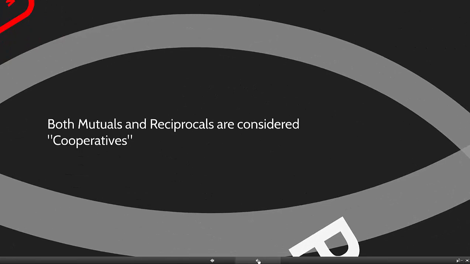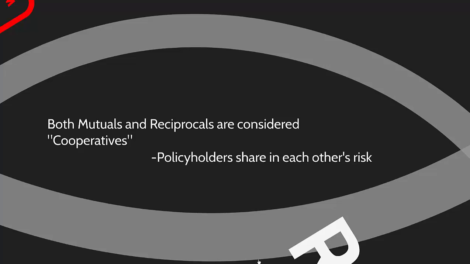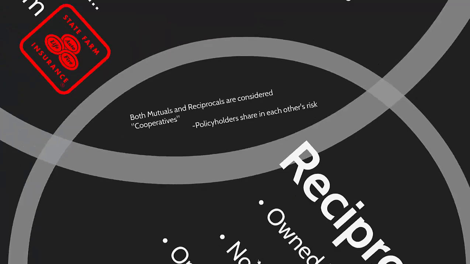Both mutuals and reciprocals are considered cooperatives. And as I said, reciprocals are most like mutual companies, but the big difference is that the reciprocal is not for profit. However, if the reciprocal collects too much in premiums, over time that develops a surplus and eventually the members will be awarded a return of some of that money. On the other hand, if the reciprocal premiums are set too low, then there might actually be an assessment against the members to pay for losses as they have arisen. But the idea of a reciprocal and a mutual, both cooperatives, is that policyholders share in each other's risk.